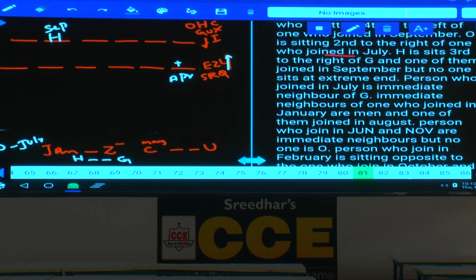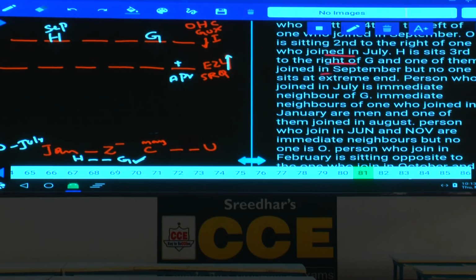Now in this case, where should this G be? Between H and G there must be exactly two persons because H sits third to the right of G. And one of them joined in September means H joined in September. But no one sits at the extreme ends. None of these two persons is at the extreme ends, that is also valid. And after this H and G, what other information can we derive? Now we need to finalize U and C. U and C, tell me how many possibilities do we have? C can be either the left extreme or the immediate left-hand side of H. There are two possibilities, isn't it? And H and G we are done with.